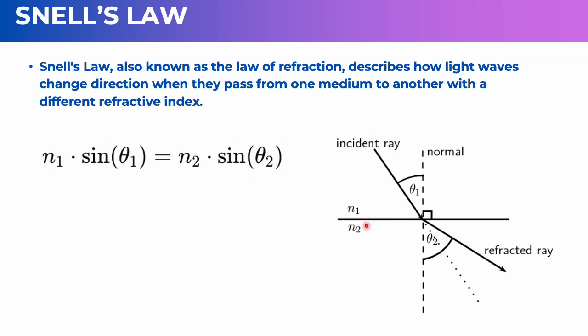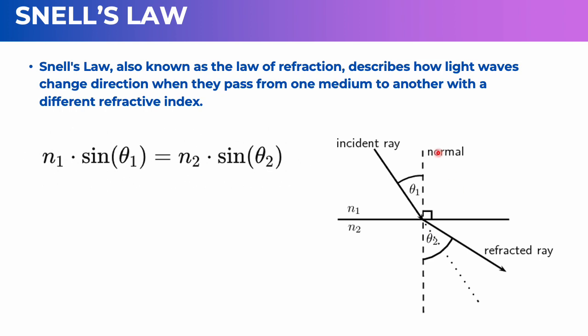the ray goes into a medium of greater refractive index, then the wave would bend towards the normal from its original direction, as opposed to if it goes into a medium of lesser refractive index, where the ray would bend away from the normal. Looking at this, we can say that N2 must be smaller than N1, because here theta 2 is greater than theta 1. So sine theta 2 is greater than sine theta 1. That means N1 will have to be greater than N2. So this is how refraction works.